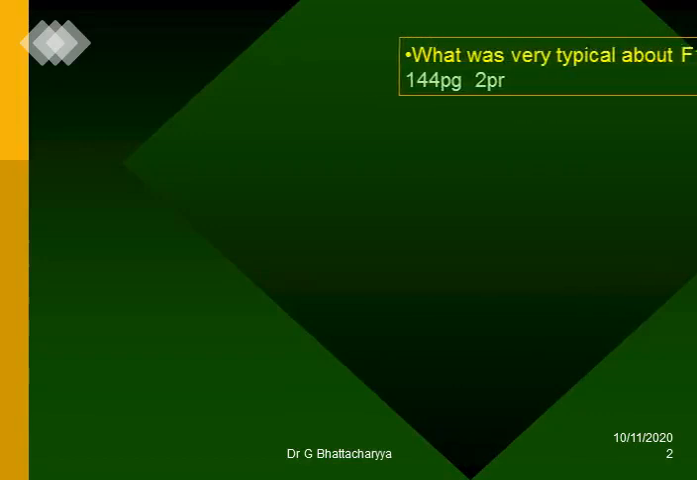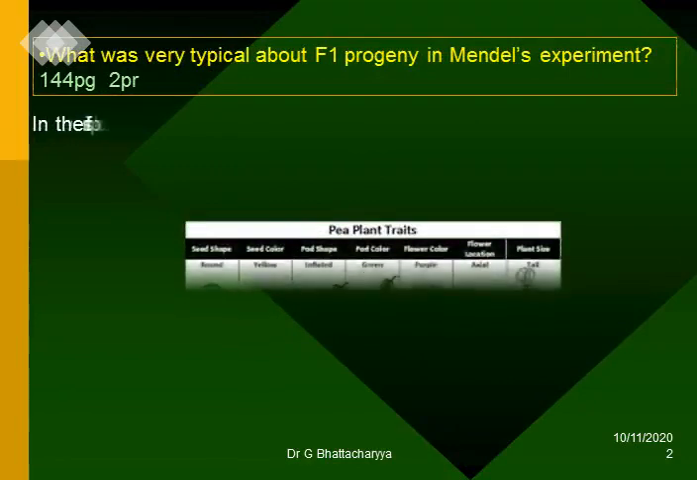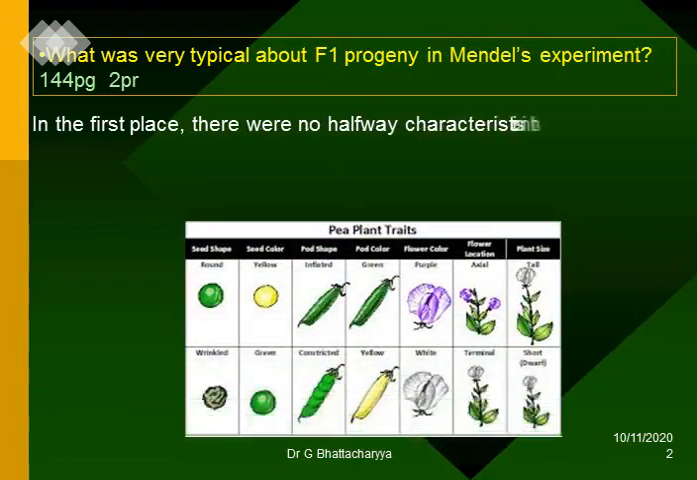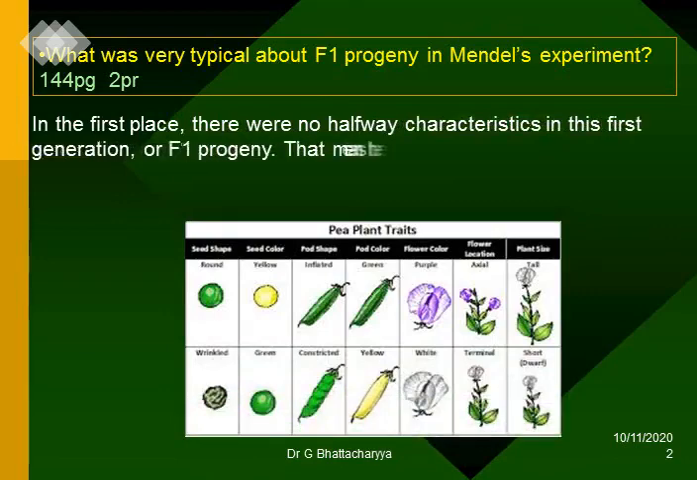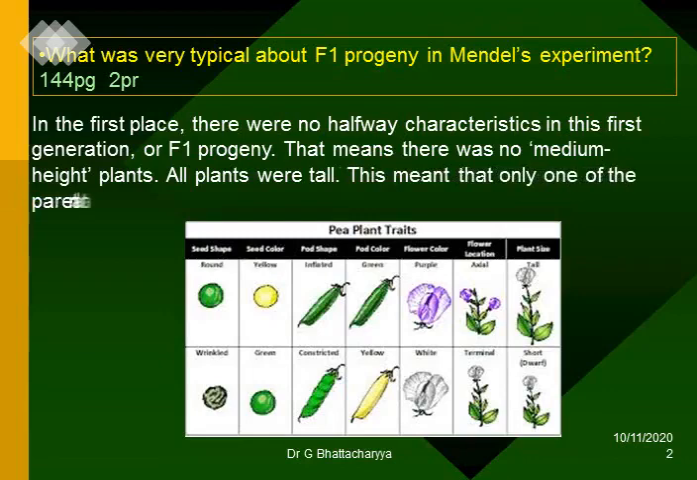What was very typical about F1 progeny in Mendel's experiment? In the first place, there were no halfway characteristics in this first generation or F1 progeny. That means there was no medium height plants. All plants were tall. This meant that only one of the parental traits was seen, not any mixture of the two.